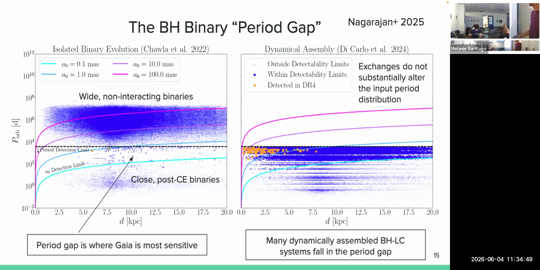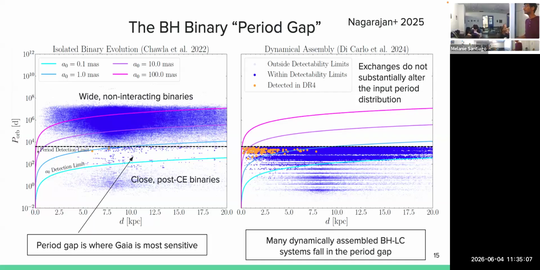Meanwhile, the dynamical channel just gives you a lot more systems in that period range, and that's why you end up being so optimistic. And so as you get to future data releases, the main thing that happens is you end up discovering further away systems as your time baseline increases, and systems with slightly longer orbital periods.